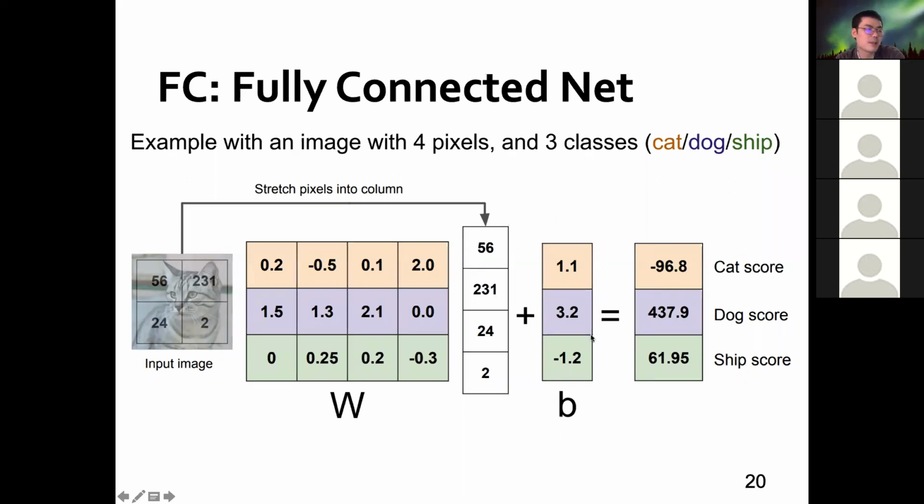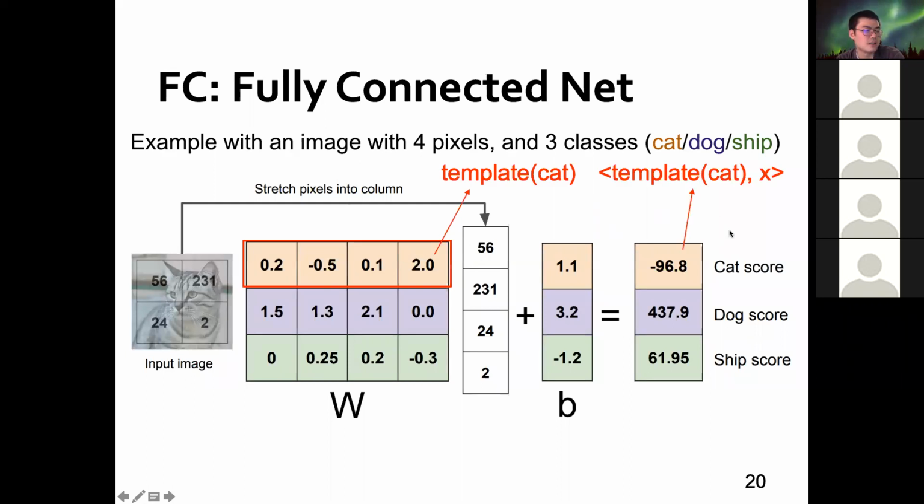Let's take a look at how we get the cat score. The cat score is the first row times the column, plus the first bias. You can see this yellow color is all for cat, this is for the dog score, and this is for ship. So each row of the matrix is like a template: this is the cat template, and the score is the inner product between the cat template and your input. This is just to help you make more sense of this.